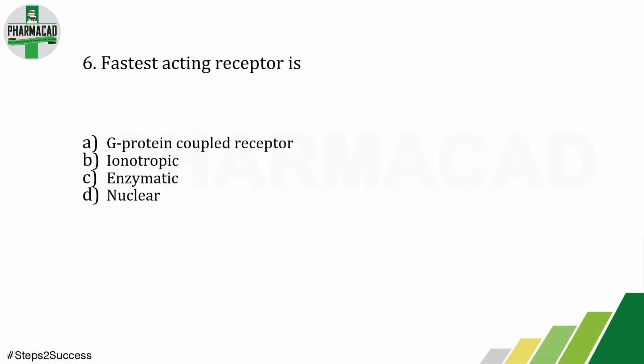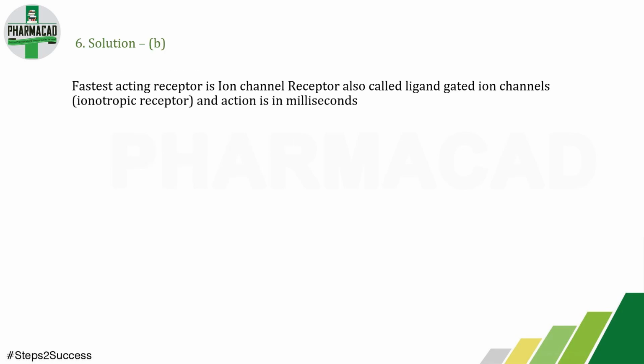Next question, the fastest acting receptor is. So they are asking the fastest one. The options include G protein coupled receptor, ionotropic, enzymatic, or the nuclear one. So the solution is option B. That is, the fastest acting receptor is the ion channel receptor, which is also called ligand gated ion channels. That is the ionotropic receptor, and their action is seen in milliseconds.